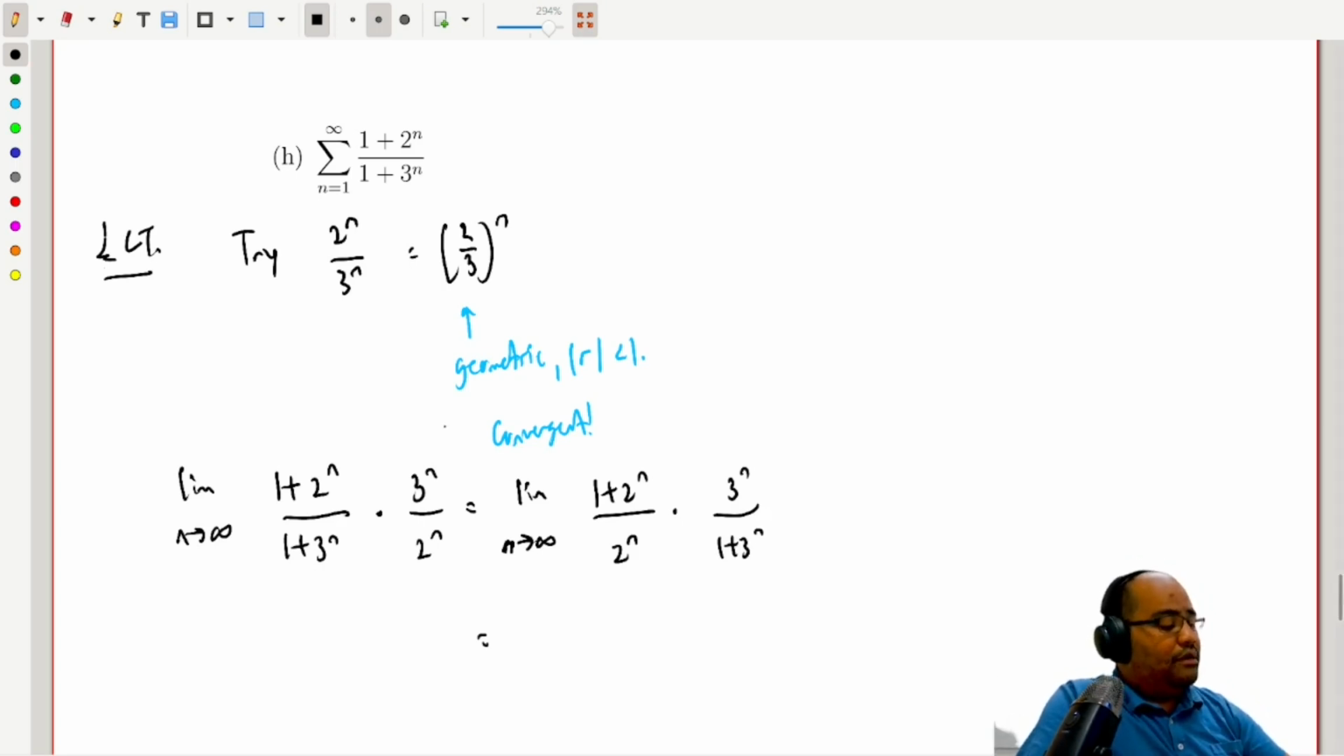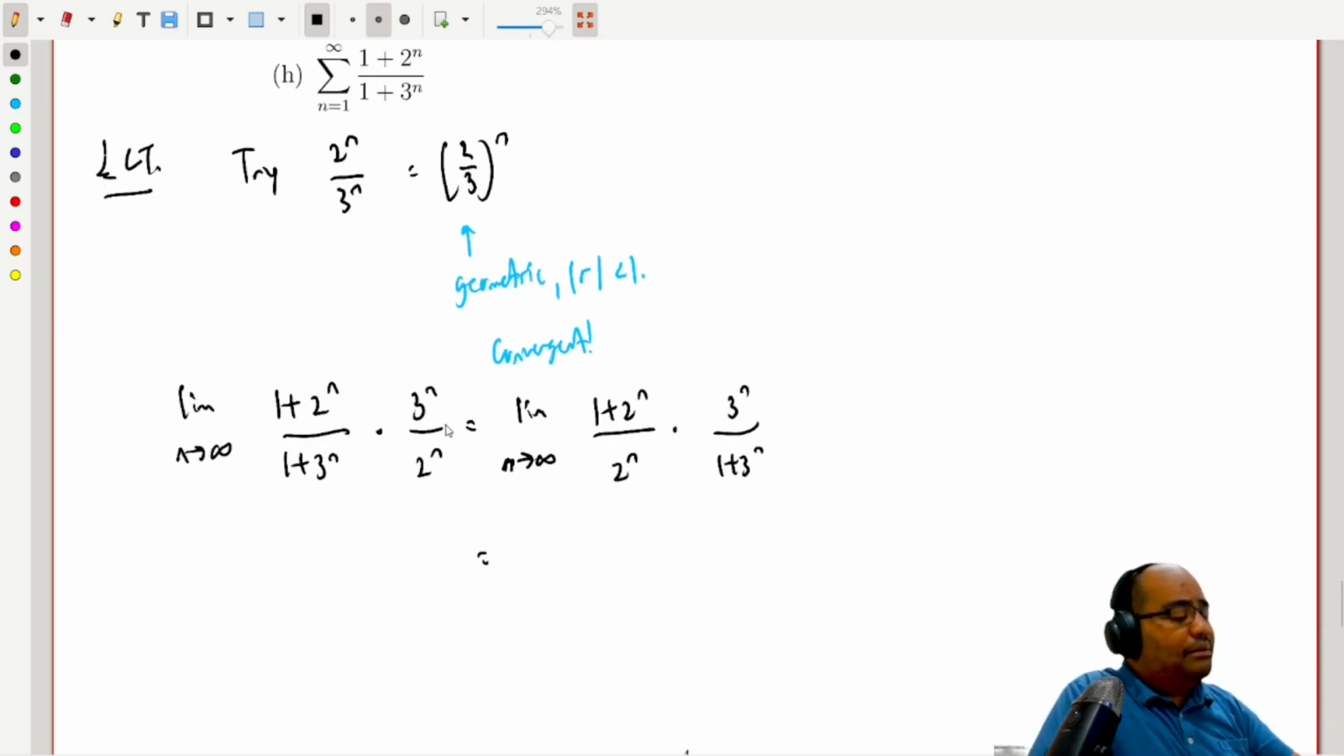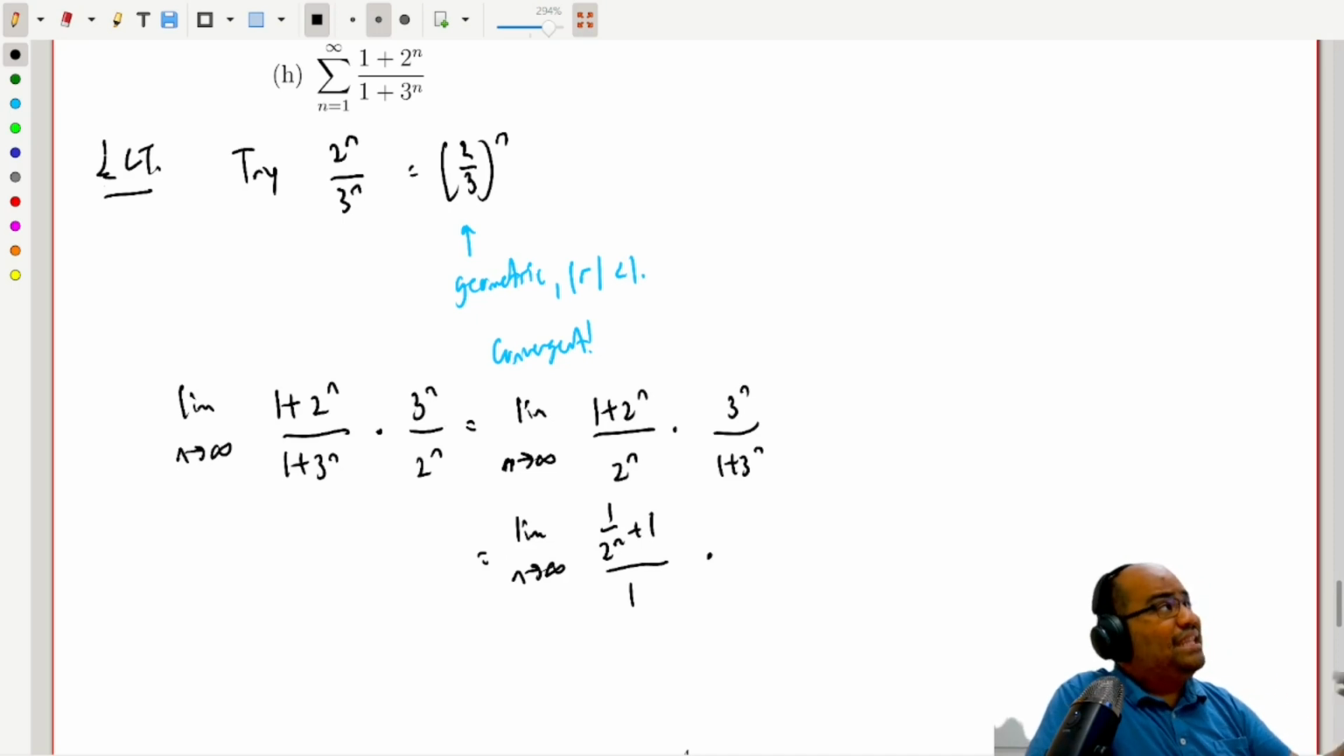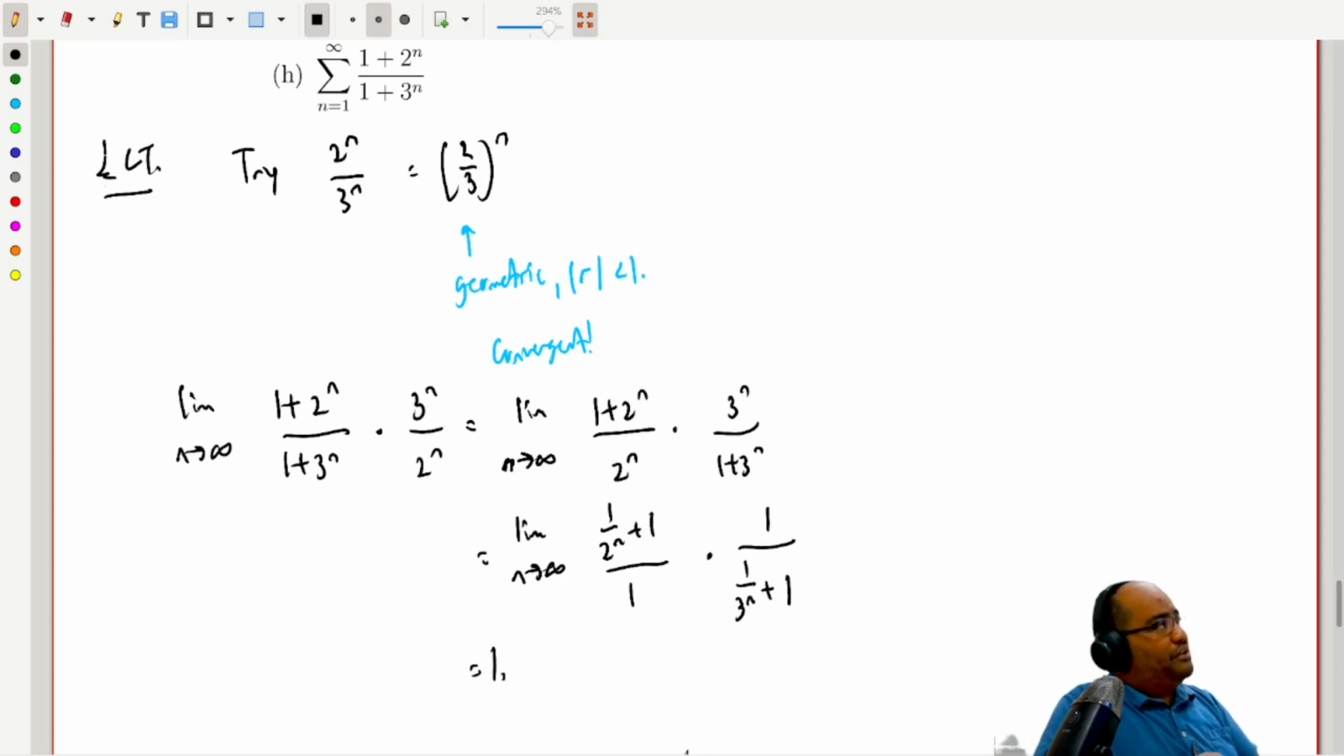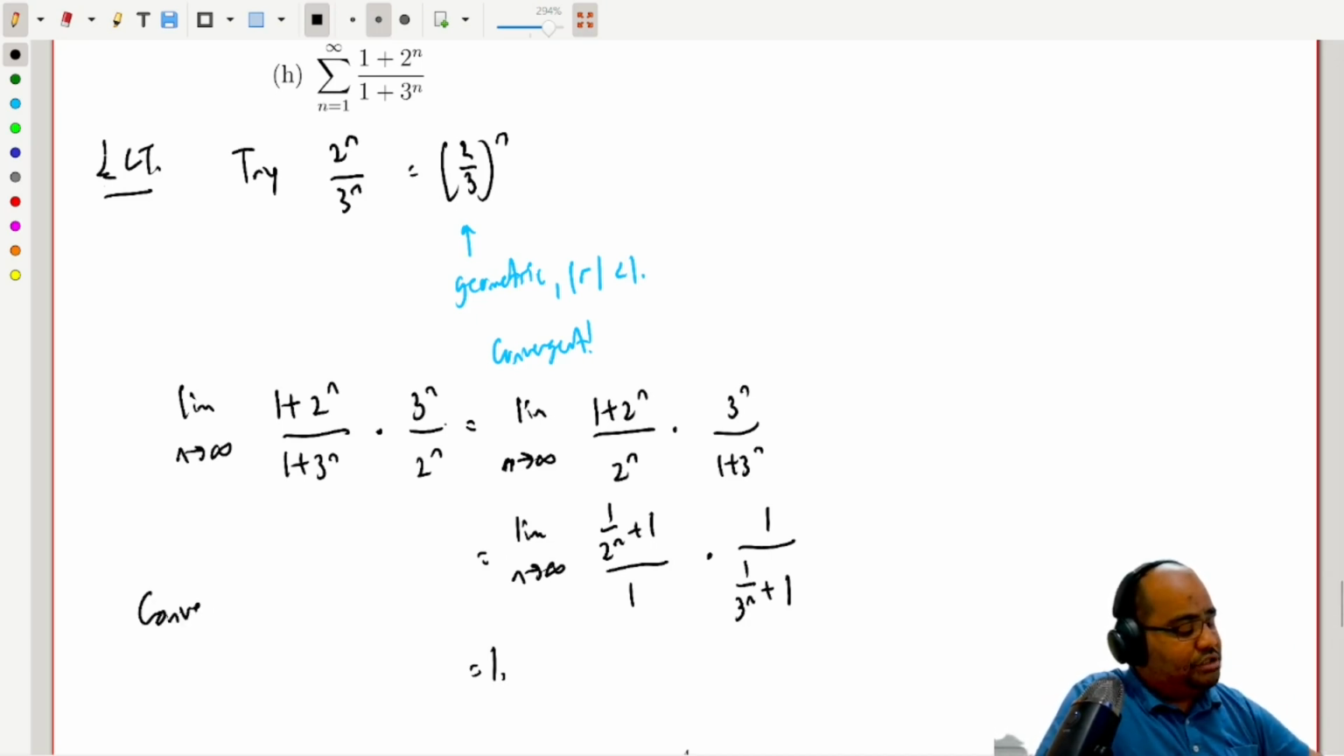Now it's a bit of an exercise, but again, thinking about both of those grouped factors, if you want to call them that, we divide through by the highest dominating thing in each. In the first group, we're going to divide through by 2 to the n, so we'll have 1 over 2 to the n plus 1 on top, divided by 1, and in the second we'll divide out 3 to the n. All this to say that the limit is 1. Again, I'll leave that as an exercise. But we have here that the sum is convergent by limit comparison.